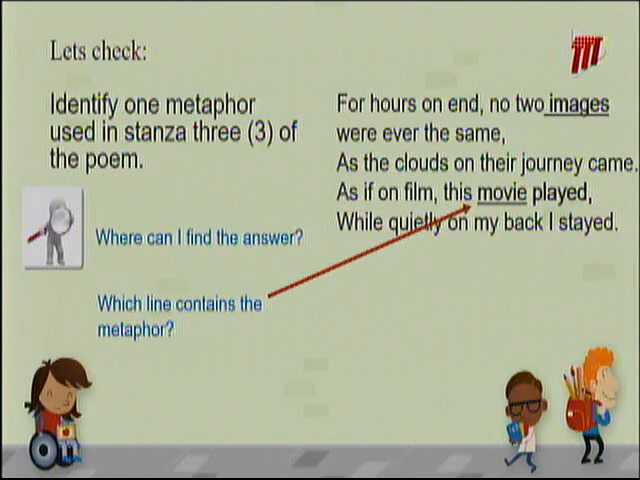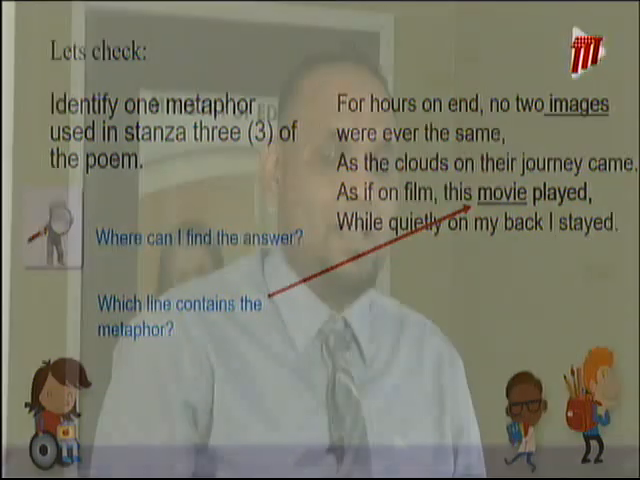The metaphor can be found in the line, this movie played, because the movement of the clouds is compared to a movie.